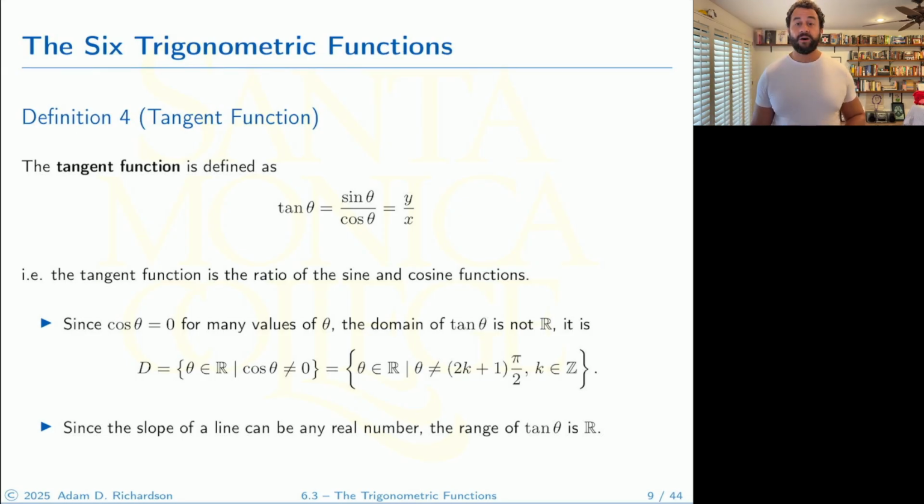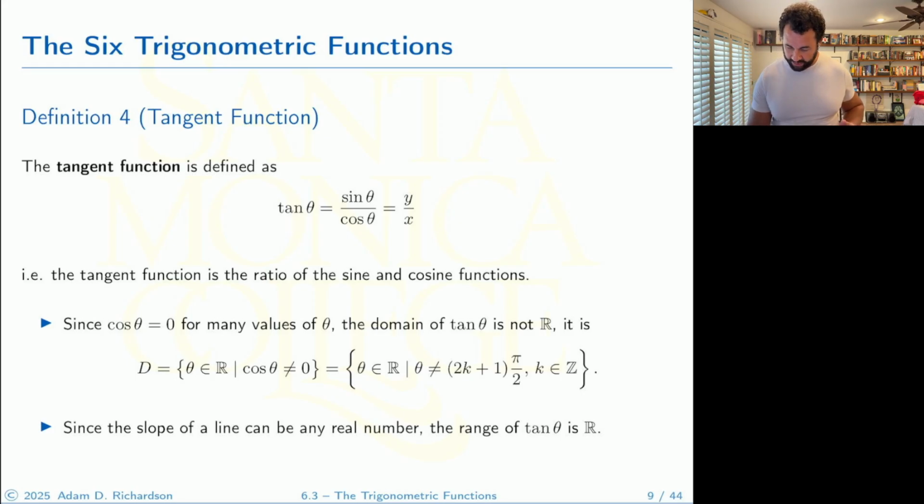Now, on the other side of things, the slope of a line could be any real number, right? The slope could be 0, the slope could be negative, the slope could be positive. It could be any real number. So the range of the tangent function is all real numbers. This is a little bit different, right? The tangent function is not bounded. The output of the tangent function can be any real number. All right, so it's a little bit different.